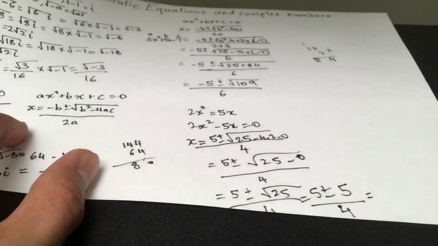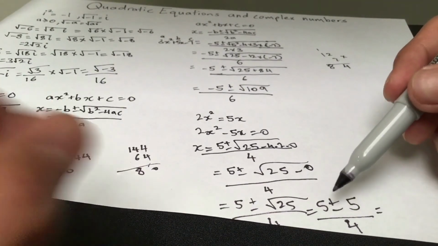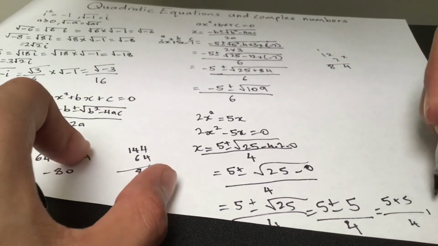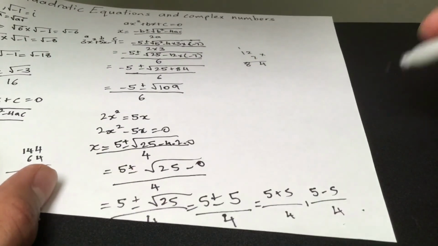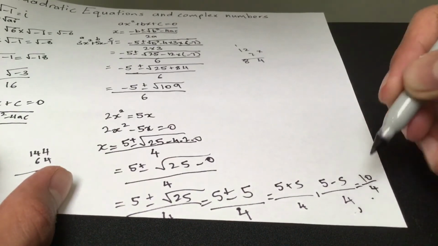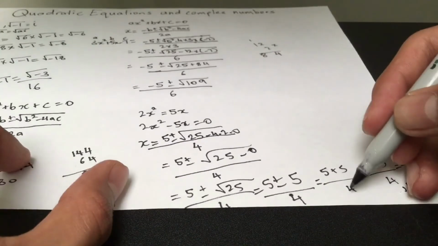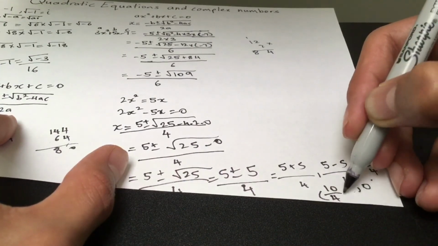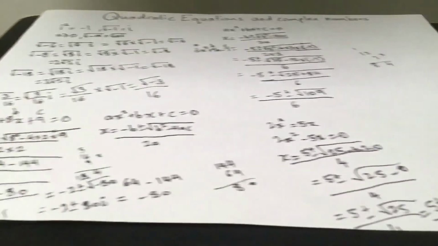We make it to this step, and now we try both plus and minus. So 5 plus 5 over 4, and 5 minus 5 over 4. In this case, 5 plus 5 is 10 over 4, and 5 minus 5 over 4 equals 0. So our answer is 10 over 4 and 0. We've found the two roots.